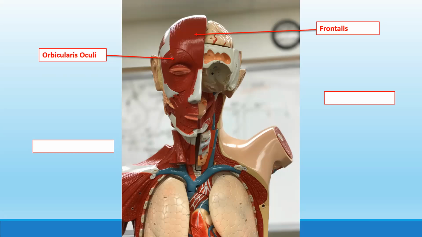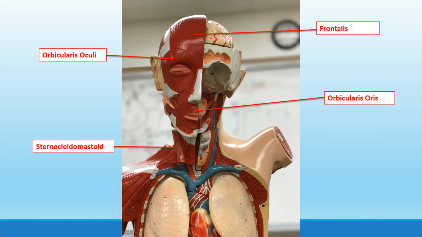The orbicularis oculi. Oculi means eyeball. So the orbicularis oculi is a round muscle that surrounds the eyeball. It has nothing to do with vision. It has everything to do with showing expression. We have the orbicularis oris around the oral opening. Again, it's an expressive muscle. It's a flat, round muscle that shows expression. That's all it does. It has nothing to do with eating.